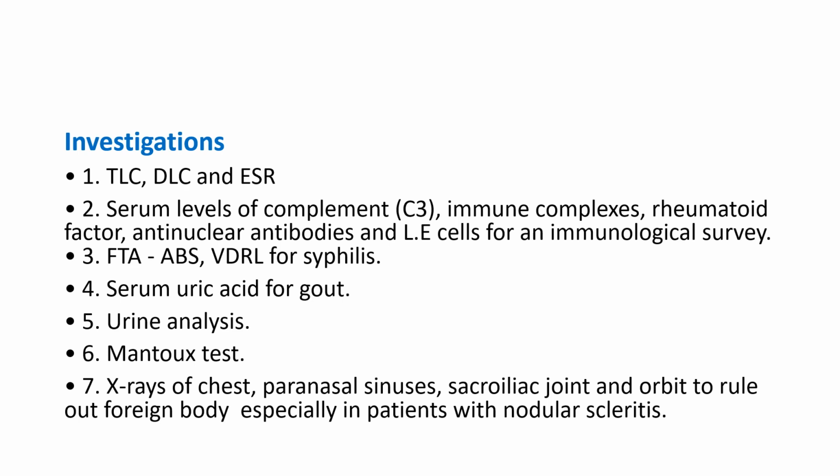Fluorescent treponemal antibody absorption test and VDRL for syphilis, then serum uric acid for gout, urine analysis is done, Mantoux test is done to rule out tuberculosis, X-ray of chest is done to rule out sarcoidosis or tuberculosis, and X-rays of paranasal sinuses, sacroiliac joint and orbit to rule out foreign body, especially in patients with nodular scleritis.